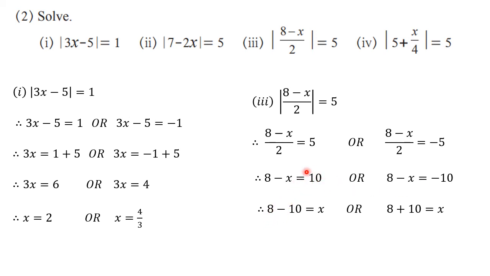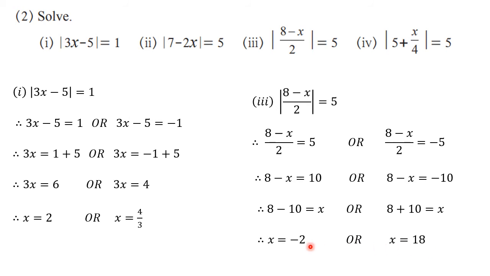So see, this plus 10 is shifted here, so it became minus. Similarly, minus x is shifted, so it became plus. Same thing is done here. Minus 10 is shifted to the LHS, so it became plus, and minus x is shifted to the RHS, so it became plus. So now here 8 minus 10 you are going to get minus 2 and here 8 plus 10 is 18. So we have the values of x as minus 2 or x is equal to 18.